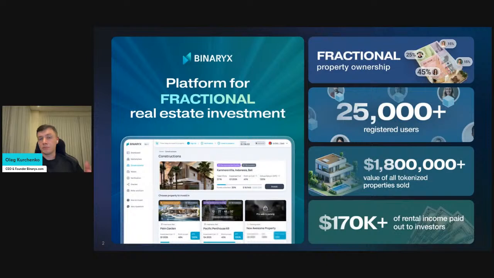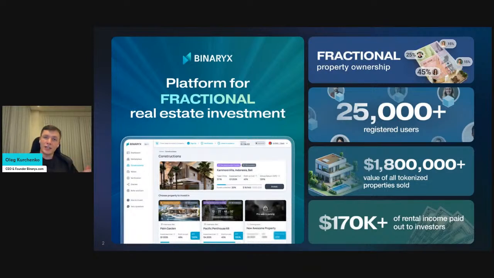First of all, you know that we are growing really fast on the Binaryx platform, and this is a slide from the old presentation. Right now we have more than 25,000 registered users, and from my last calculation we have already tokenized more than 2.2 million in properties. In the last couple of months, we significantly increased the number of our clients, and we continue growing. People start using our product and are satisfied with what it can bring to them.